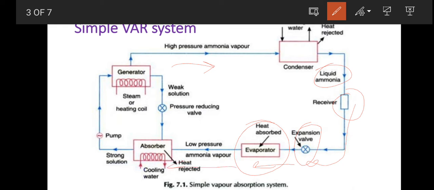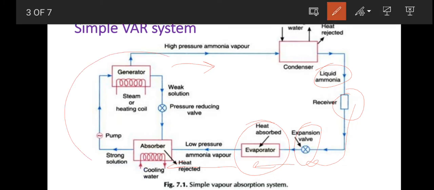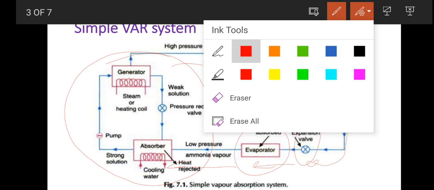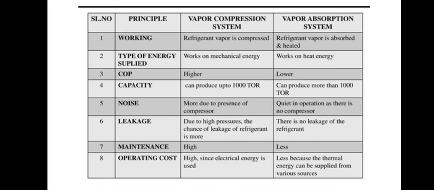Okay, so this is about the simple vapor absorption refrigeration system. In it we just remove the compressor part from the vapor compression refrigeration system. So the compressor will be replaced by the absorber, pump, generator, and the pressure reducing valve. Okay, so this is about the simple vapor absorption refrigeration system. Now we will see the difference between the vapor compression refrigeration system and the vapor absorption refrigeration system.